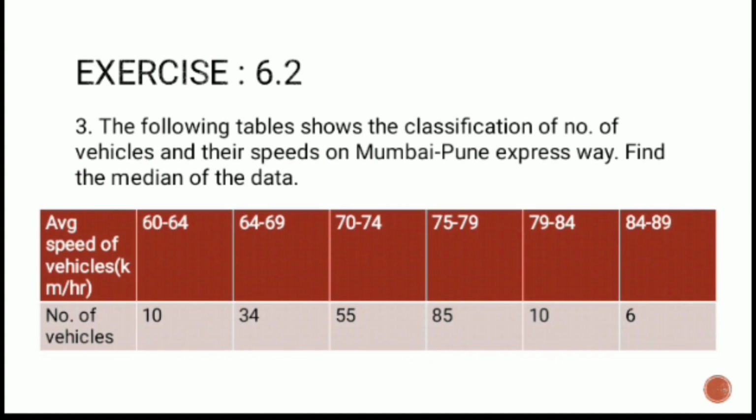By seeing the data, average speed of vehicles 60 to 64 kilometers per hour, there are 10 vehicles; 65 to 69, 34; 70 to 74, 50; 75 to 79, 85; 80 to 84, 10; 85 to 89, 6.